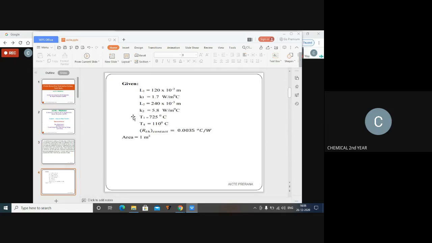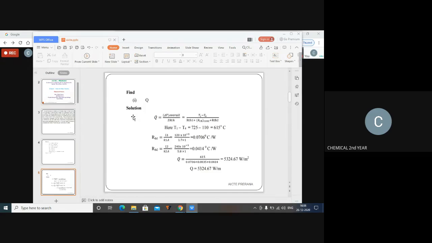The given data: L1 is 120 into 10 to the power minus 3 meter, K1 is 1.7 watt per meter degree Celsius, L2 is 240 into 10 to the power minus 3 meter, K2 is 5.8 watt per meter degree Celsius, T1 is 725 degrees Celsius and T4 is 110 degrees Celsius. The contact resistance is 0.0035 degrees Celsius per watt, and area can be assumed as 1 meter square. Then we have to find the value of Q.